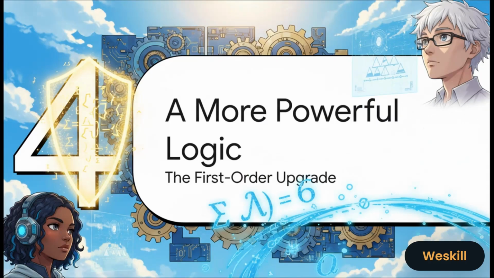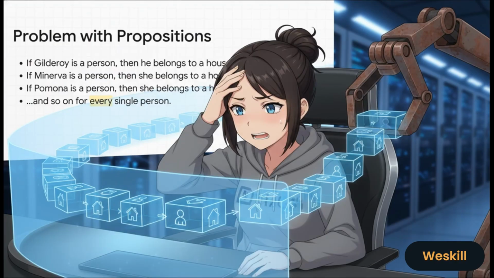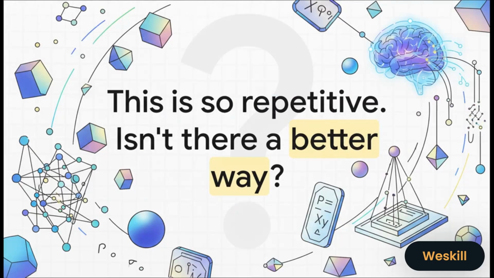Now, this whole method of checking every possible world, it works. But as our AI starts to learn more and more, it runs into a much bigger problem. The language we're using, propositional logic, it starts to get incredibly clumsy when we try to describe more complex, general ideas. It's time for an upgrade. Just look at this. To say something as simple as every person belongs to a house, we have to write a separate sentence for every single person we know about. It's so tedious, it's inefficient, and it just doesn't scale at all. Exactly. You're probably thinking, there has to be a more elegant way to do this, right? A way to capture these general rules about the world without listing every single example.